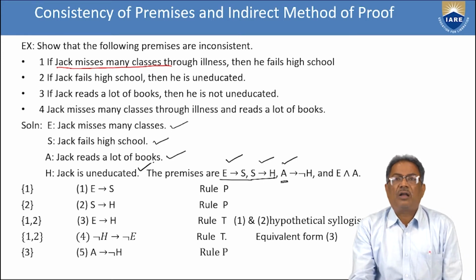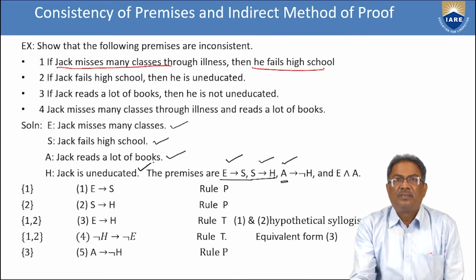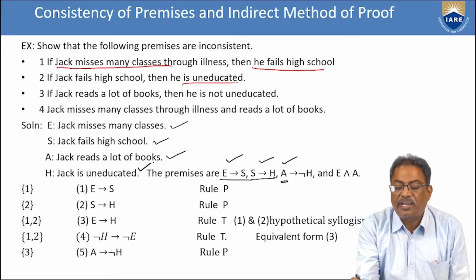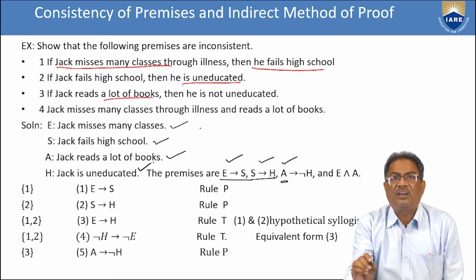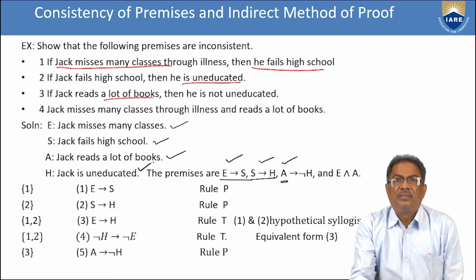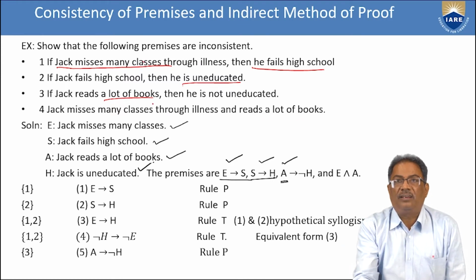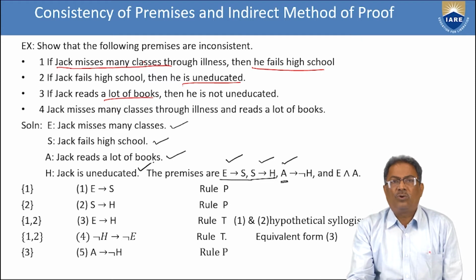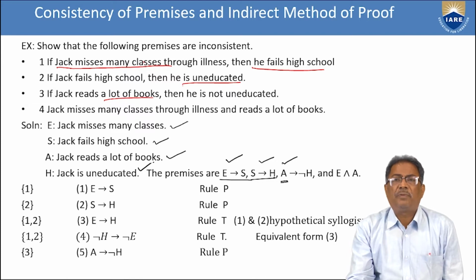One is Jack misses many classes, another is he fails high school, and another is he is uneducated. Then he reads a lot of books, and he is not uneducated will also be there. Jack misses many classes is already there, and next, reads a lot of books is already there. So these four compound premises are a collection of four atomic, primitive sentences.